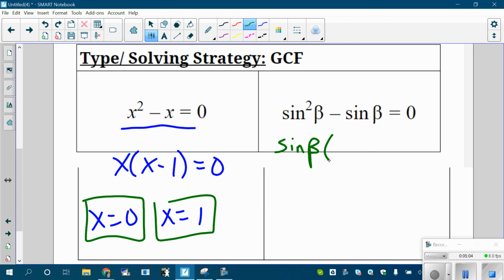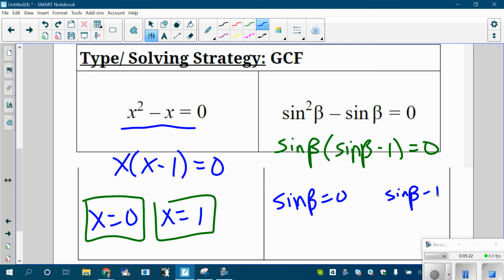That's a beta. Okay, you should know your Greek letters. We'll remind you of them, but you need to know them. Okay, factor out sine of beta. We're left with sine of beta minus 1 equals 0. Set each one equal to 0. Trying to figure out when sine of beta equals 0 and sine of beta minus 1 equals 0.